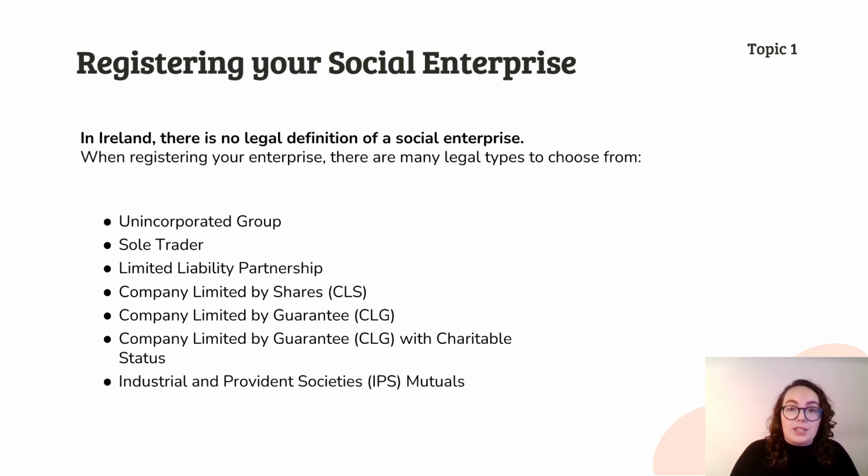Your social enterprise is fundamentally a company under law. Structures include unincorporated groups, sole traders, limited liability partnerships, companies limited by shares (CLS), company limited by guarantee (CLG), company limited by guarantee (CLG) with charitable status, and industrial and provident societies (IPS mutuals). Each one of these types serves a purpose.